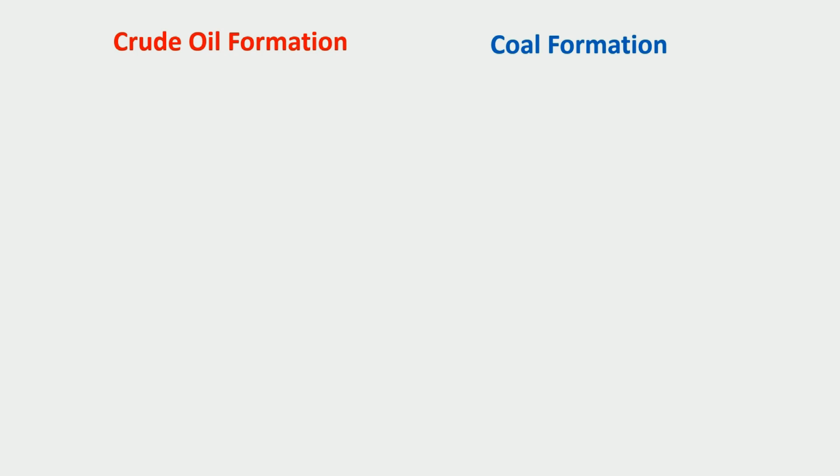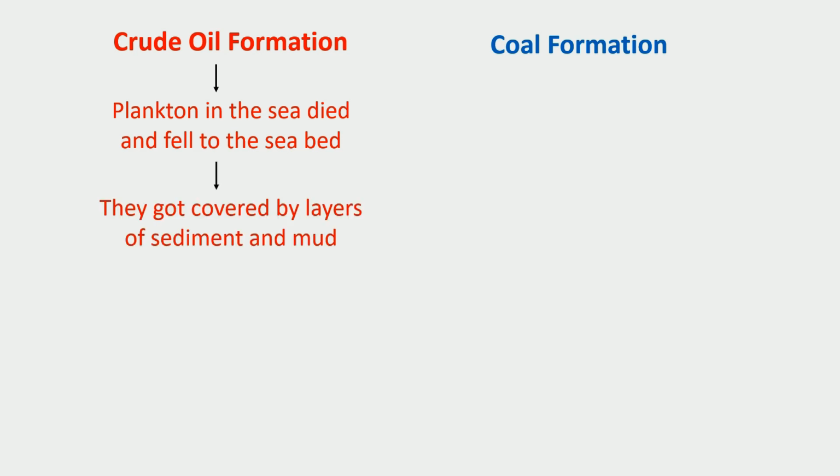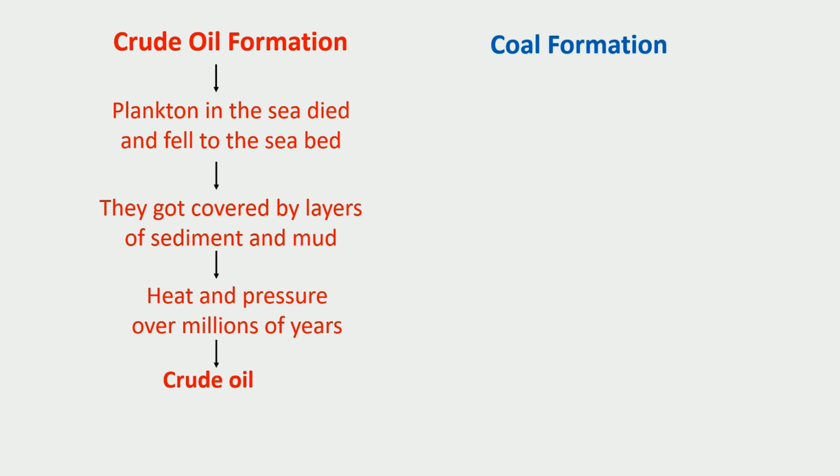So first of all, crude oil was formed from plankton that lived in the sea millions of years ago, and these are tiny microscopic creatures. When these millions of plankton died, they fell on the seabed and got covered by layers of sediment and mud. The layers of sediment and mud kept the oxygen out and stopped them rotting away completely. And then heat and pressure deep within the earth over millions of years turned that plankton into crude oil.